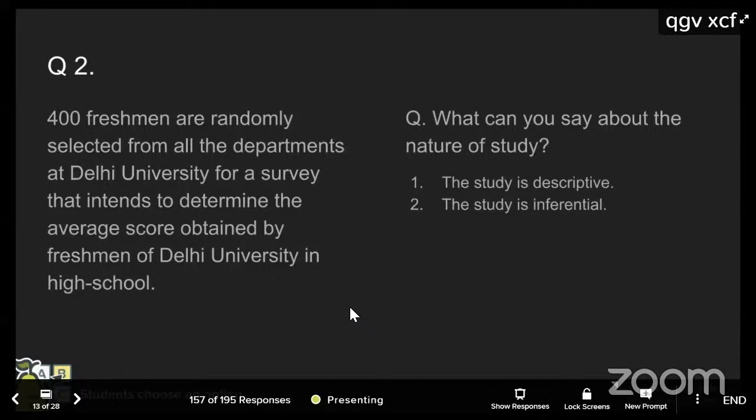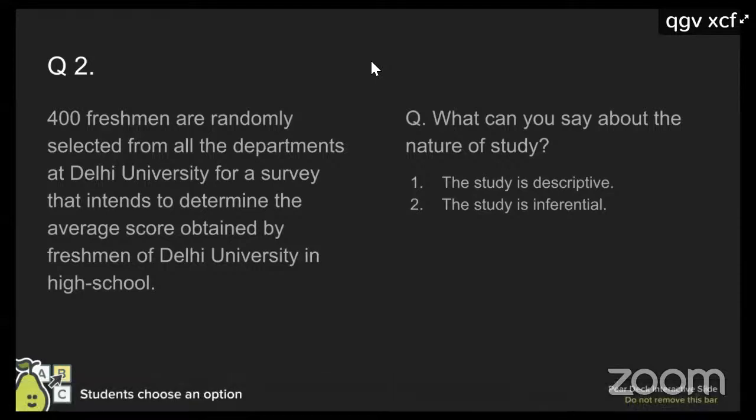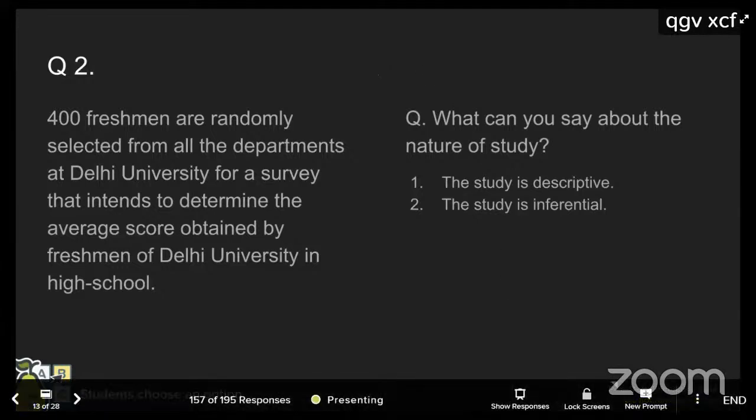Excuse me, sir. Shall I add a few points here to clarify their doubts? Yeah, you can add. One is that sample or population is actually talking about the quantum of the survey. The descriptive or inferential is talking about the intention of the survey. And whether it is a good sample or bad sample is talking about the quality of the survey. All three are different aspects.